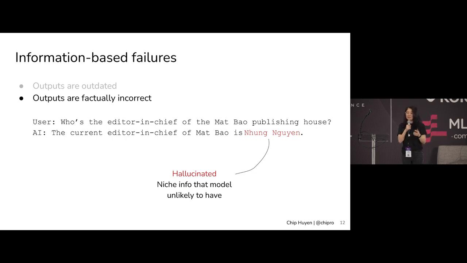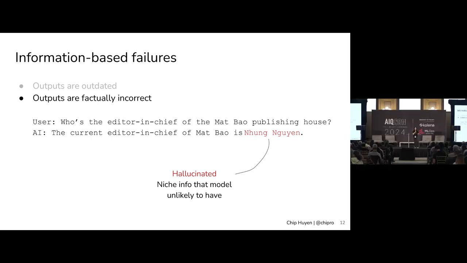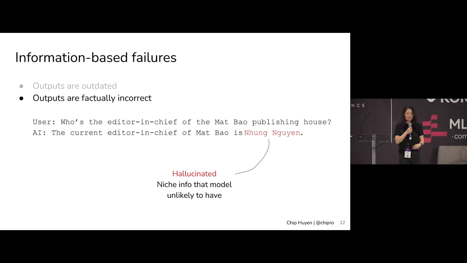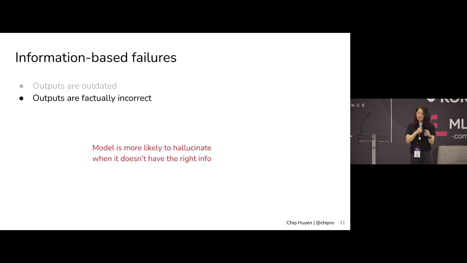Good. Okay. So hallucination is just part of the model's probabilistic nature. However, models are also more likely to hallucinate when they don't have access to the right information. AI has a bias toward action, so even when it doesn't know, it still tries to respond and do something. When you ask the model questions that involve rare or niche information that is unlikely to appear in the training data, the model is more likely to hallucinate. This is a very common issue: information-based failures.